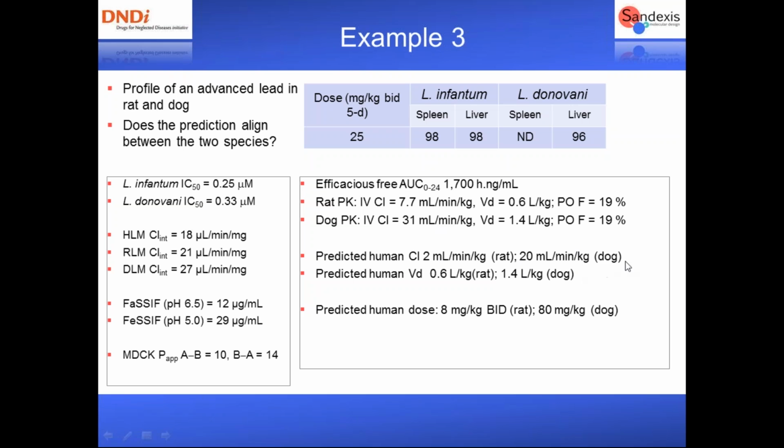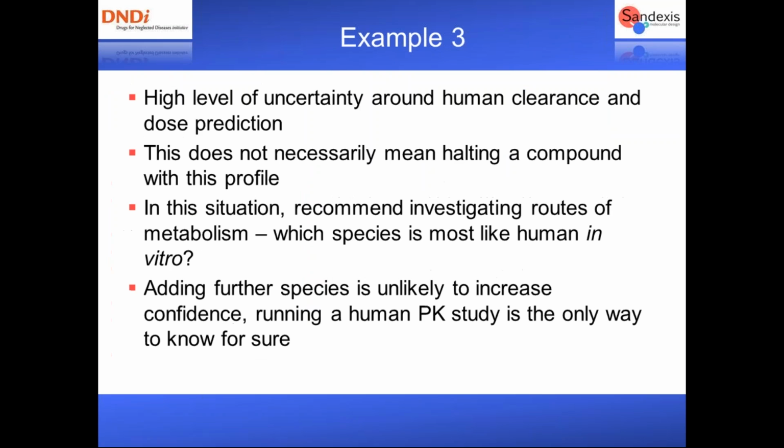Alternatively, if we're being pessimistic, then we might think, well, the dog's predicting essentially liver blood flow clearance in human, and why would we take that compound forward? And by working both of those numbers through to a dose prediction, you end up again with a tenfold split. So low dose based on the rat, high dose based on the dog. And then it becomes a case of, well, what do you do in that situation?